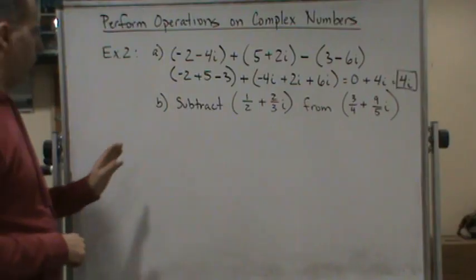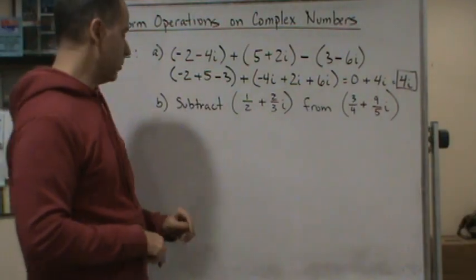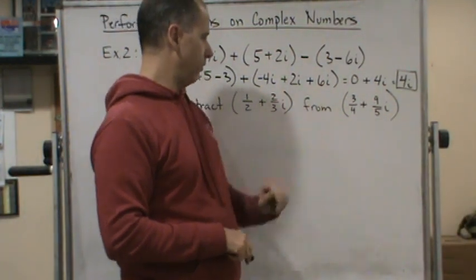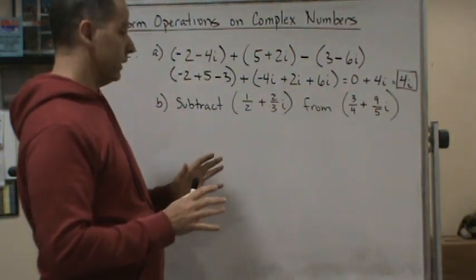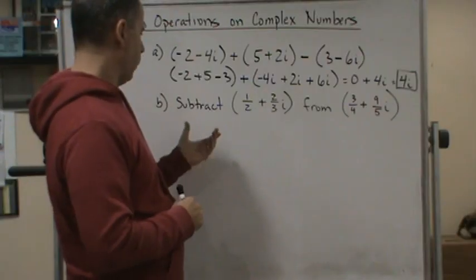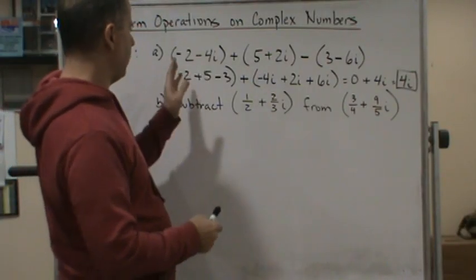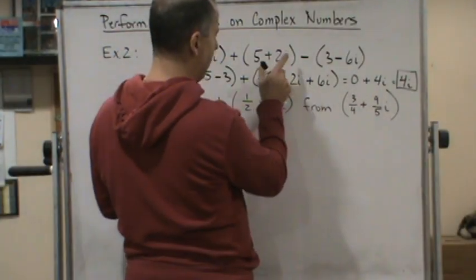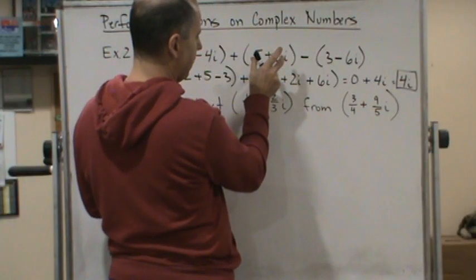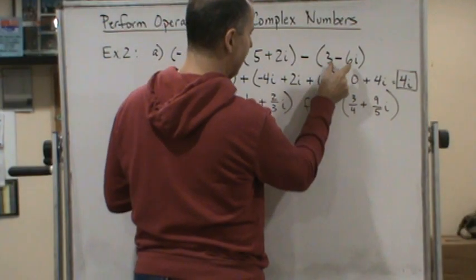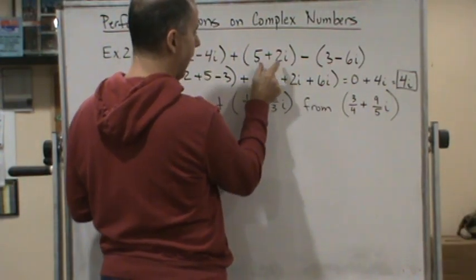Okay, now what about this one? What if you get a word problem like this one? It says subtract this from this, right? So you've got to be careful, got to read these problems carefully. We're subtracting what from what, okay? So whenever we have a subtraction sign, we always know we read it this minus this. Or in other words, we're subtracting this from that.